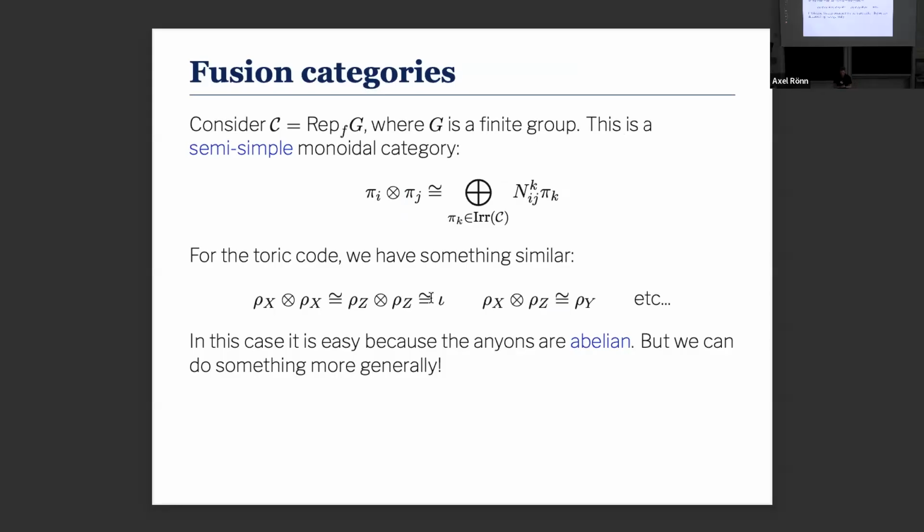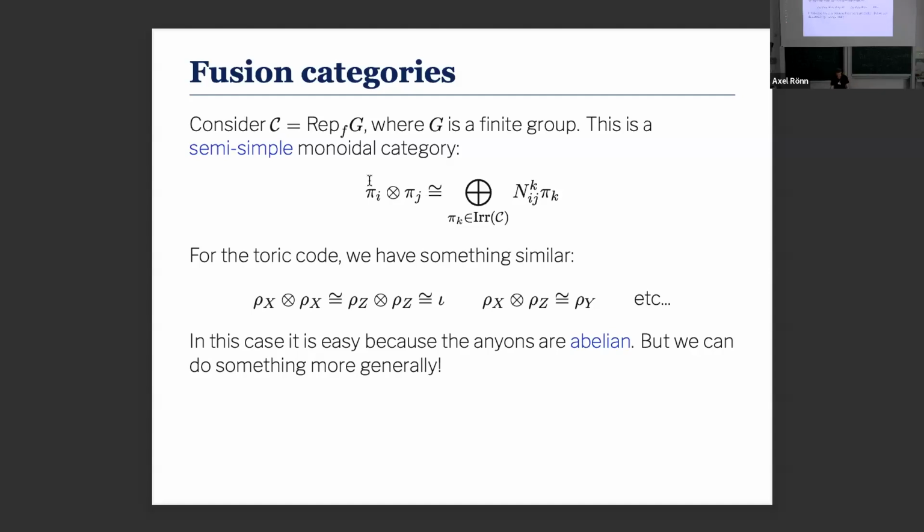I think the easiest thing to think about is you take a finite group, and you get the finite dimensional representations of this. Then you take two irreducible representations, you can take the tensor product, and we know we can always decompose this tensor product into irreducible representations. So this N_ij^k tells us how often this irreducible representation phi_k appears in this tensor product. Right, so that's an example of a semisimple monoidal category.